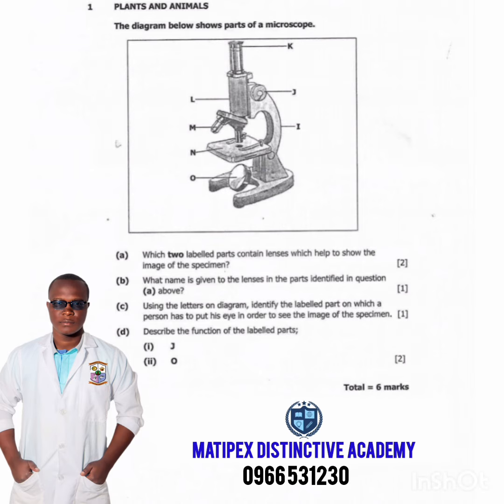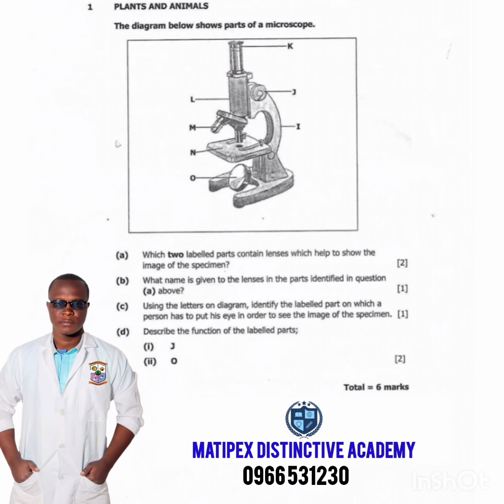Okay, so the two parts which contain lenses are the eyepiece and objective lens. Now we are going to identify which one is the eyepiece and which one is the objective lens. The answer is K, which is eyepiece, and M, which is objective lens. So the answer is K and M. These are the two parts of a microscope which contain lenses.